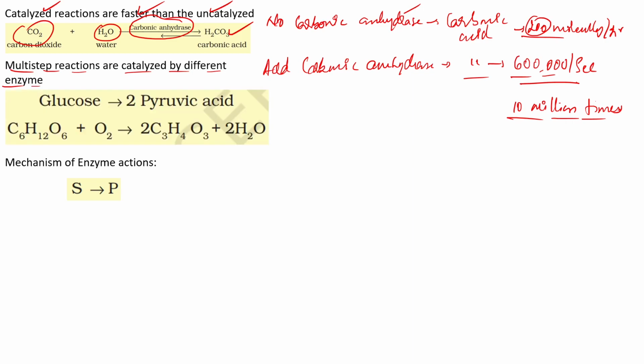We have an example for this: glucose, which is converted into pyruvic acid. If I ask you how many steps are involved in breaking down glucose into pyruvic acid, this reaction is called glycolysis, right? We have discussed the terms glycogenolysis, glycogenesis, gluconeogenesis, and also glycolysis. The conversion of glucose to pyruvic acid is glycolysis, and it is a 10-step reaction. Each of these steps is catalyzed by a different enzyme. Not all 10 steps are catalyzed by a single enzyme, right?